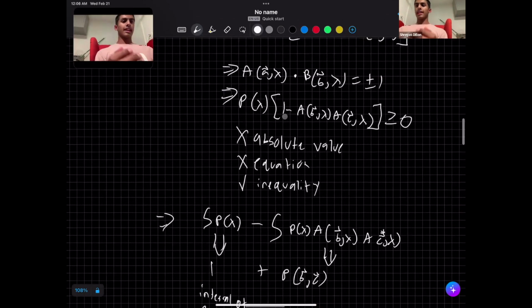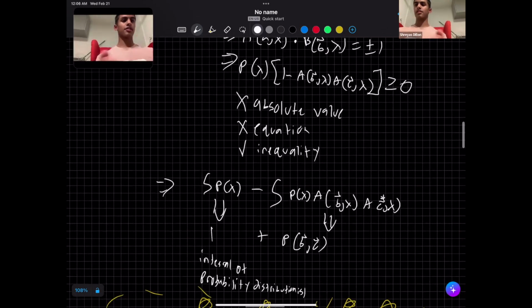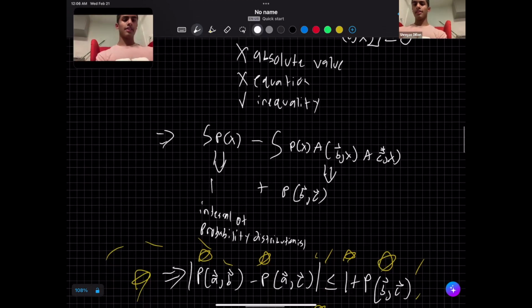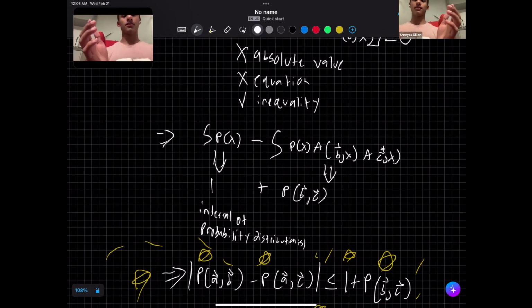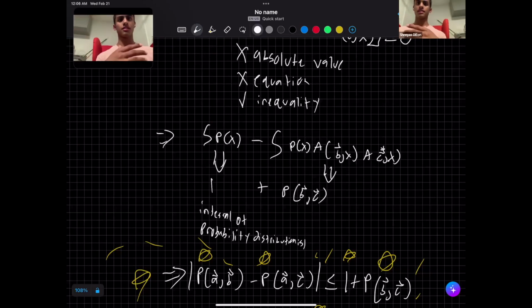Now from there, we can distribute out the P of lambda to get the integral of P lambda, also just using integral rules, the integral of P of lambda minus the integral of the second term. And then from here, we have the integral of P lambda equals 1, because the integral of any probability distribution is 1, because the probabilities of something has to equal 100% or 1, it has to be somewhere. And then the second term just simplifies to P of B vector comma C vector.